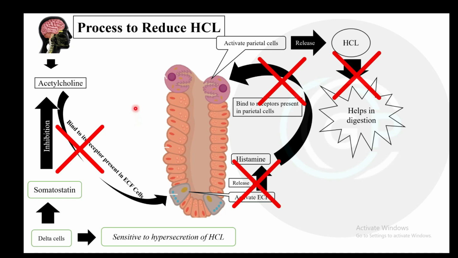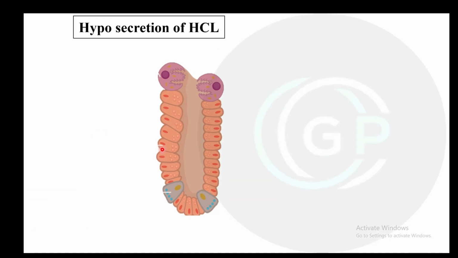The main cell that plays an important role in reducing the level of HCl is the delta cell, and this delta cell is very sensitive to hypersecretion of HCl. This is the basic concept of how we can reduce the HCl level in the stomach. So in case of hyposecretion, how can we increase the level of HCl? Because if there is hyposecretion, then there is no digestion. But if we want to digest food, we need more HCl in our stomach.